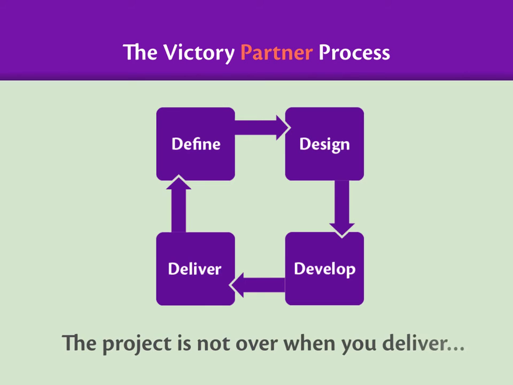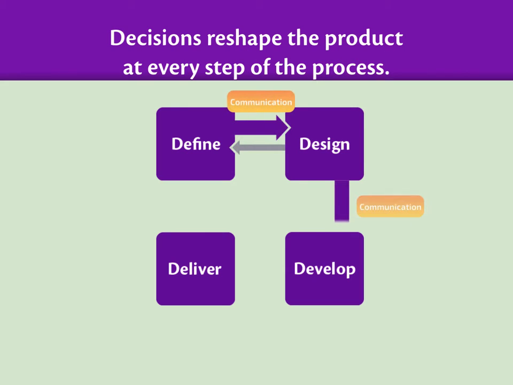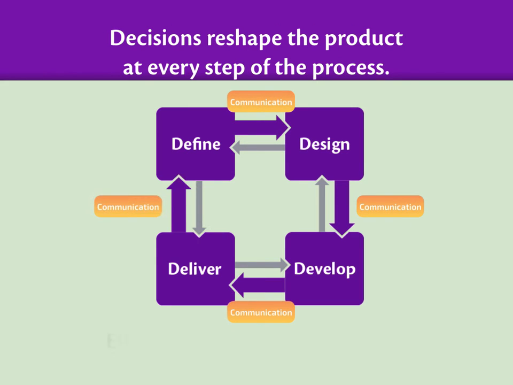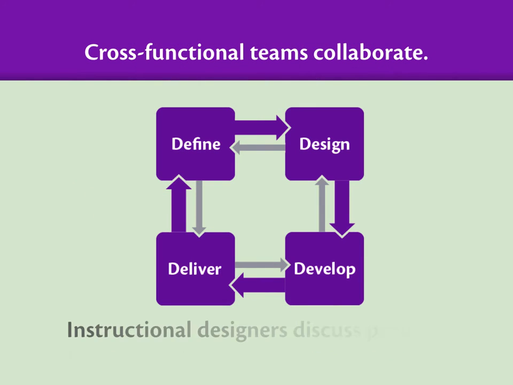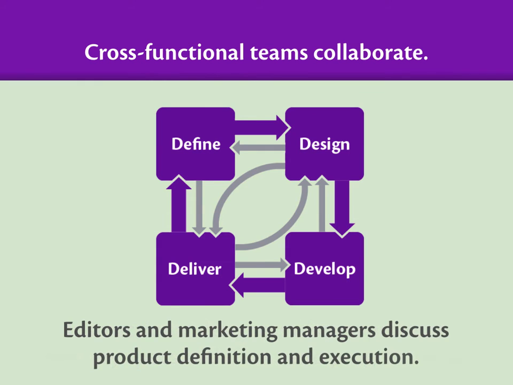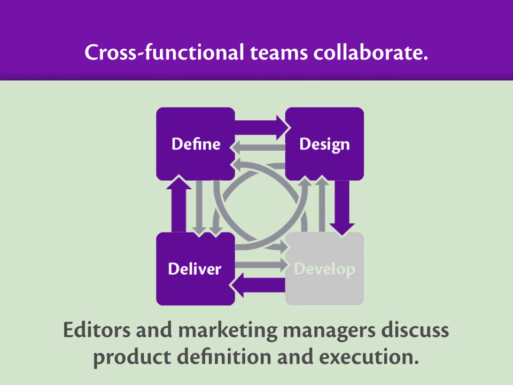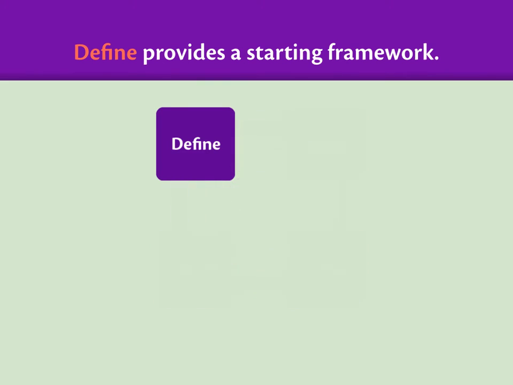For many of these projects, as soon as the project is delivered, the revision cycle starts, especially with subscription-based products that continuously update. At every step of the way, decisions reshape the project. Efficient communication is key, especially for cross-functional teams. For example, instructional designers discuss product delivery specs with front-end programmers. Editors and marketing managers wrangle over requirements at the define stage before executing them in the develop stage. Let's take a closer look at each step.